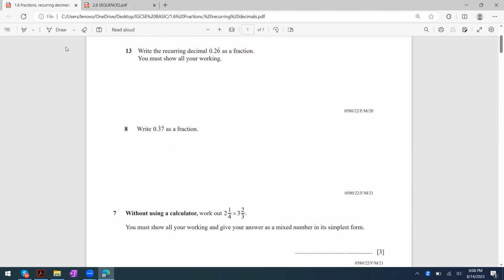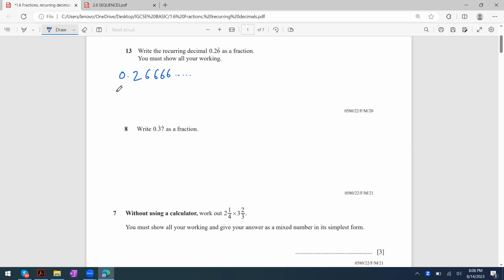This number 13. What does this dot represent on the top of the 6? That it is repeating. Okay, 0.26 repeating, right? We need to convert this into a fraction.